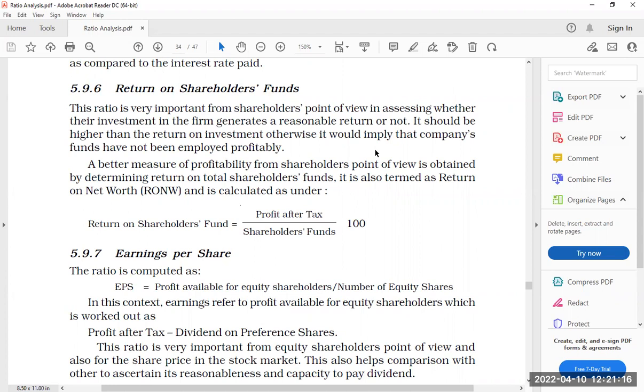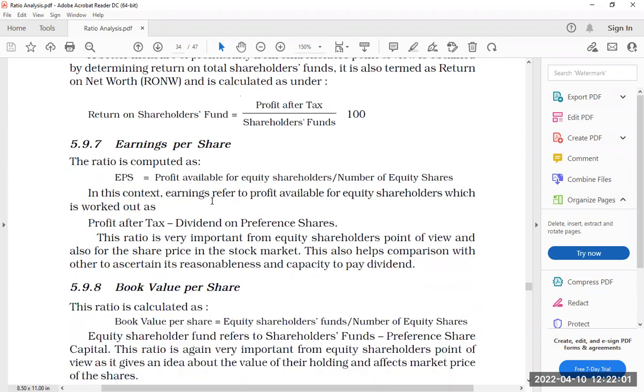We are going little more narrower. Capital employed is broader term. Here it is only shareholder fund. Numerator remains the same. So the profit after tax divided by shareholders fund multiplied by 100 is equal to return on shareholders fund. Suppose you want to calculate only return on equity shareholder fund, that time profit after tax divided by only equity shareholder fund, reserves and surplus plus equity capital. We should exclude the preference capital. Shareholder fund includes preference capital also.